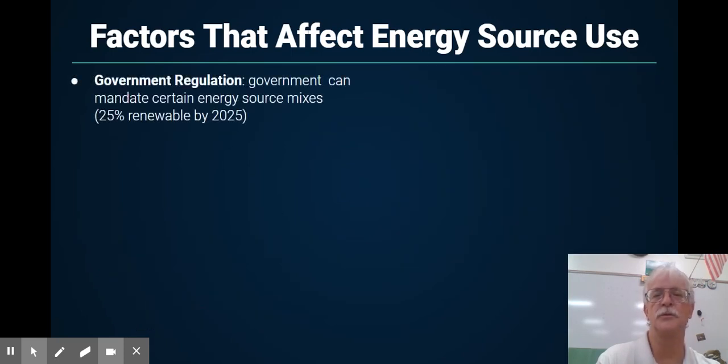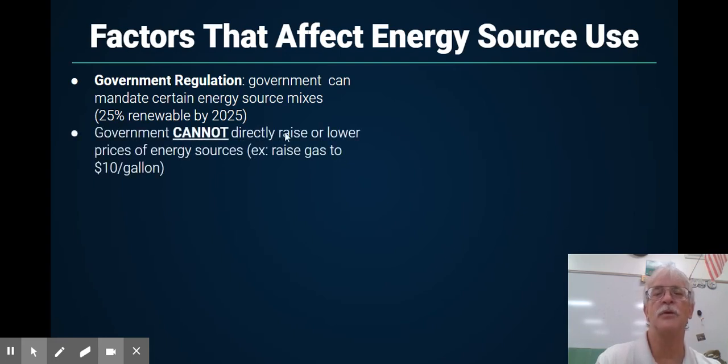Government can affect the price, but it can mandate certain energy source mixes. For example, say that there has to be a certain amount of the mix of liquids within gasoline. It has to be octane, the highest amount in there. However, they cannot say you have to have a certain price, for example, $10 per gallon.